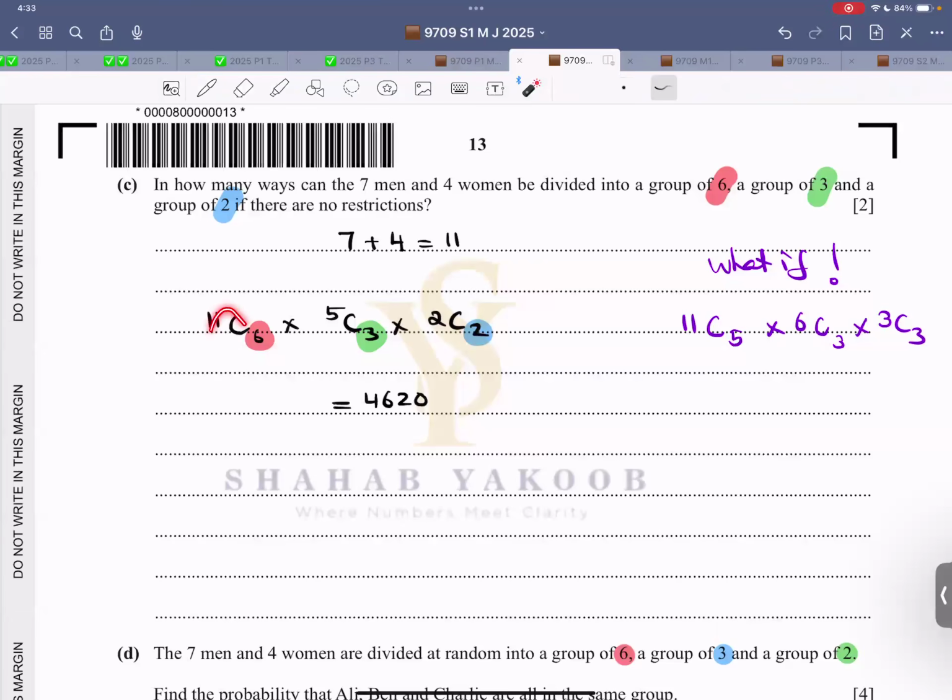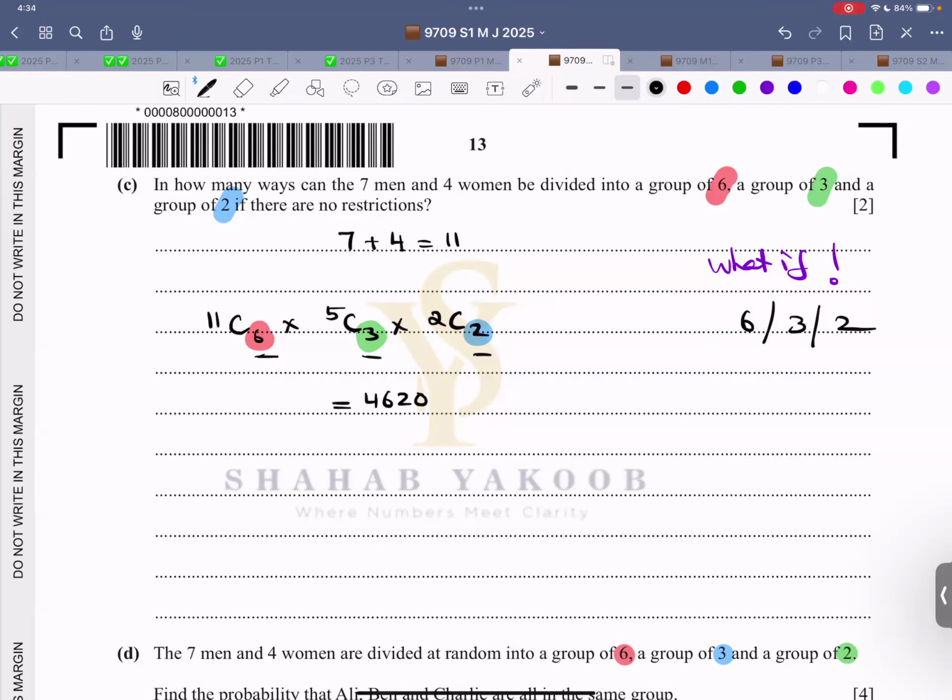Why? Because 11C6 and 11C5 is the same. And over here, out of 6, this is 6C3 and 3C3. They will give me the same answer as this. So let me double check. There is not a group of 5, my bad. Let me just change one thing. There is a group of 6, 3, and 2. So let me choose 3 over here, and let me just correct myself. There is a group of 6 and 3 and 2. So they have chosen 6, 3, and 2.